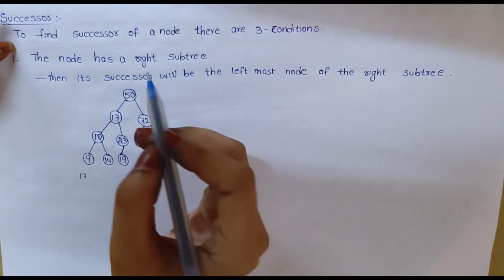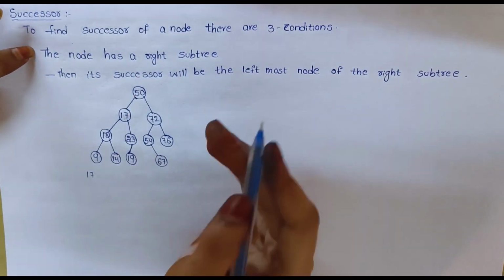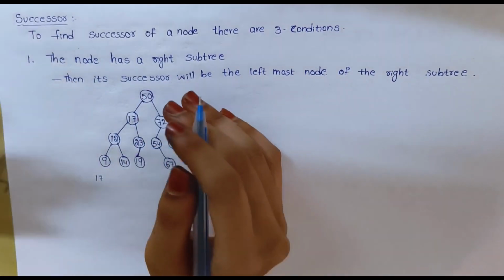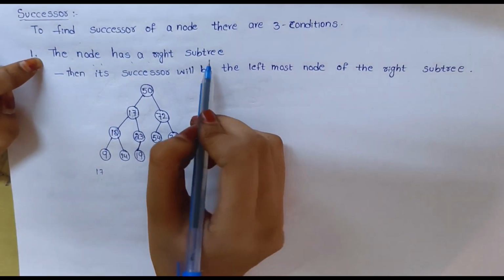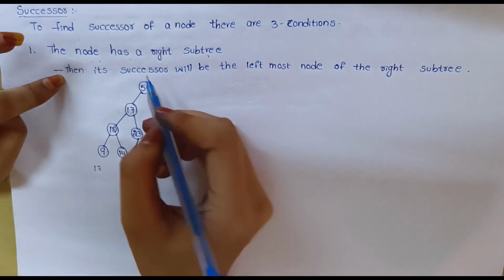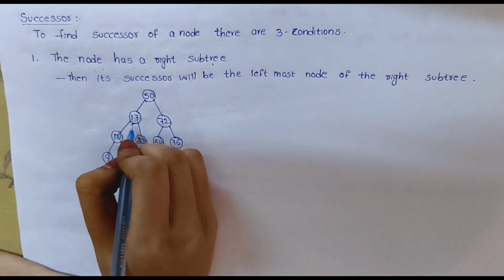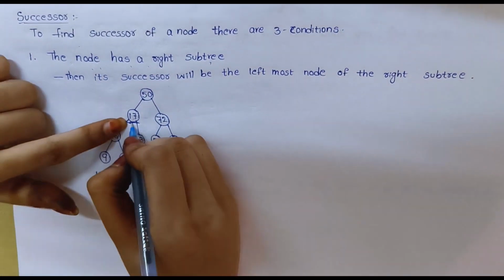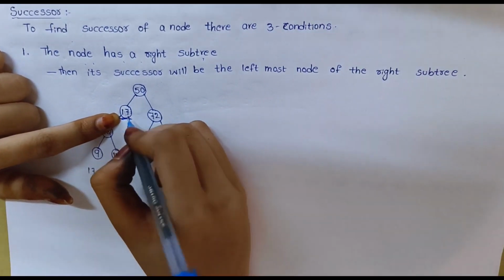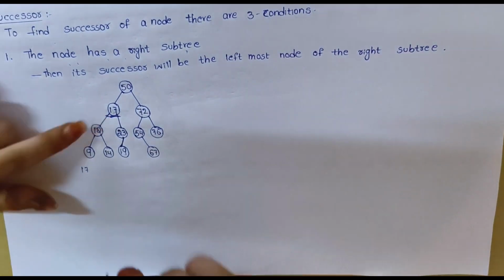If there is no inorder and we have to find the successor of any one node in a given binary search tree, there are three conditions. The first condition is that the node has a right subtree. For example, let us go with 17. If you want to find the successor of 17, here 17 has a right subtree which is 23, and 23 has a child of 19.